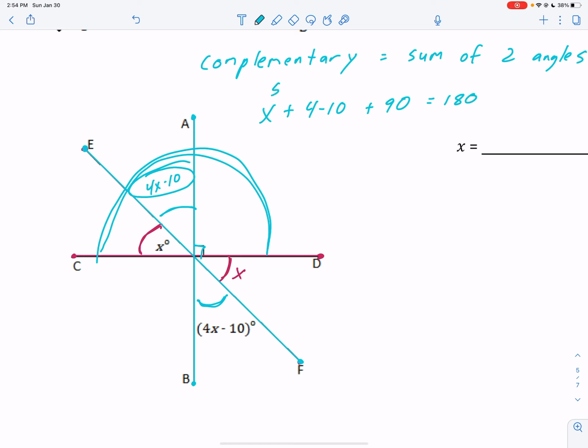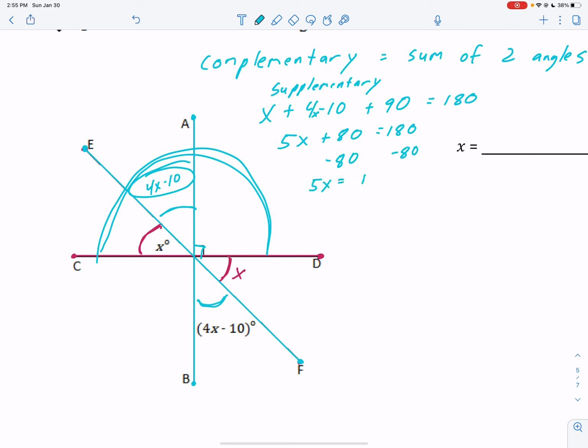And that, in this case, we're using the supplementary property. So simplifying a little bit, we get x plus 4x is 5x. Negative 10 plus 90 is going to be positive 80. Subtract 80.